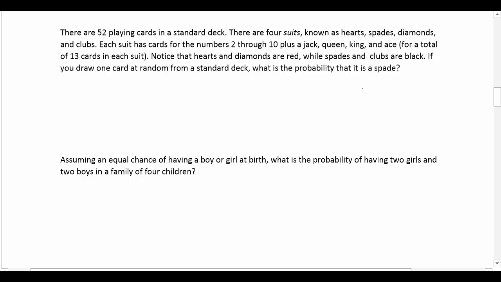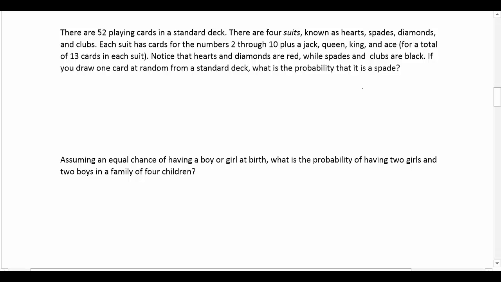There are 52 playing cards in a standard deck. There are 4 suits known as hearts, spades, diamonds, and clubs. Each suit has cards for numbers 2 through 10, plus a jack, queen, king, and ace, for a total of 13 cards in each suit. Notice the hearts and diamonds are red, and the spades and clubs are black.